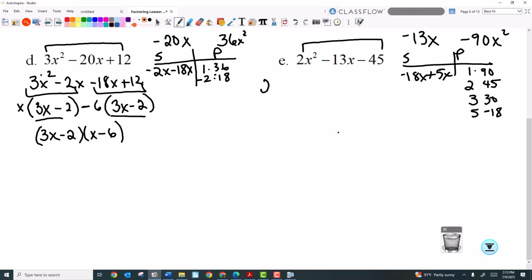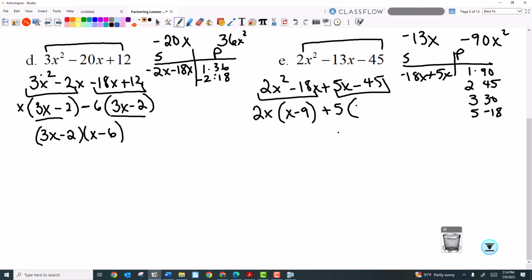So I'm going to bring my first one down, replace the middle, bring the 45 down. Group. I can take out a 2, because 2 goes into 18, 9 times, and then I can take a 5, because 5 goes into 45, 9 times. These are the same, so it's x minus 9 and 2x plus 5.